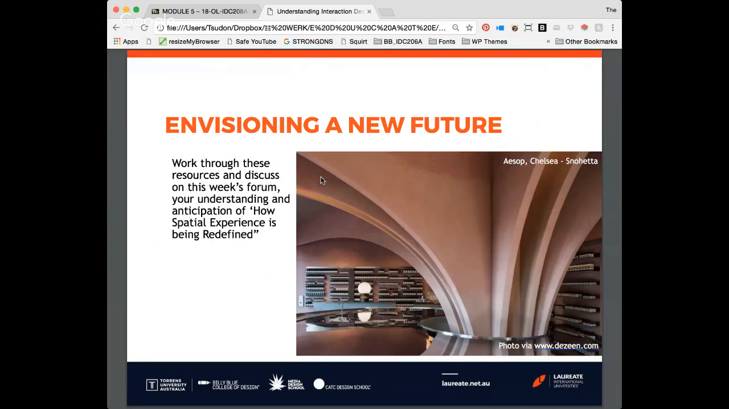So make sure you work through your resources and discuss them on this week's forum. So I'm asking you this week to talk about your understanding of how spatial experience is being redefined. Once you have worked your way through all of the readings, what I would like you to do is to create a concept board that lays out how you can further seek to augment the experience within your retail space. Be sure to check back to lecture 11, where I define the different visualization techniques and elements.